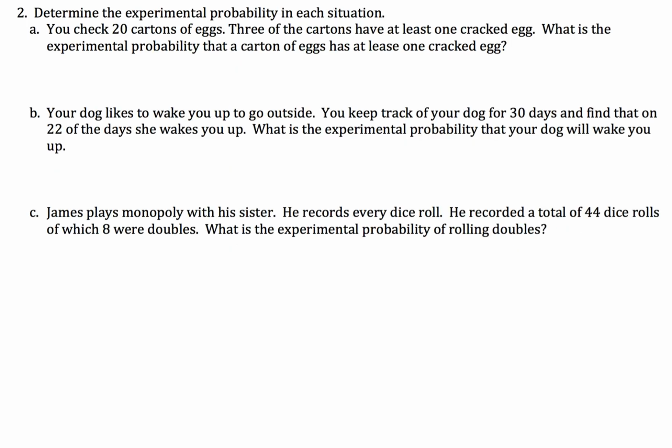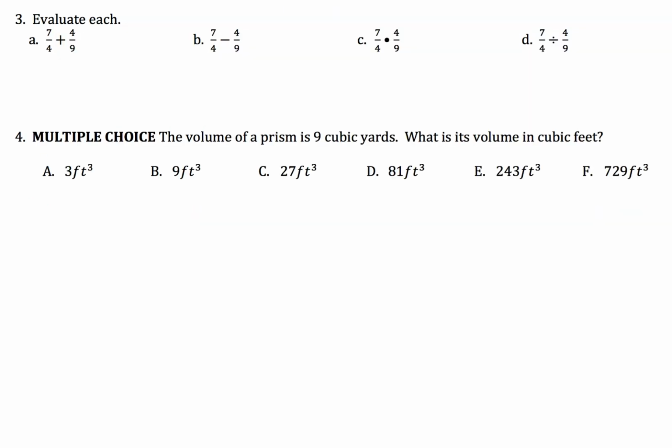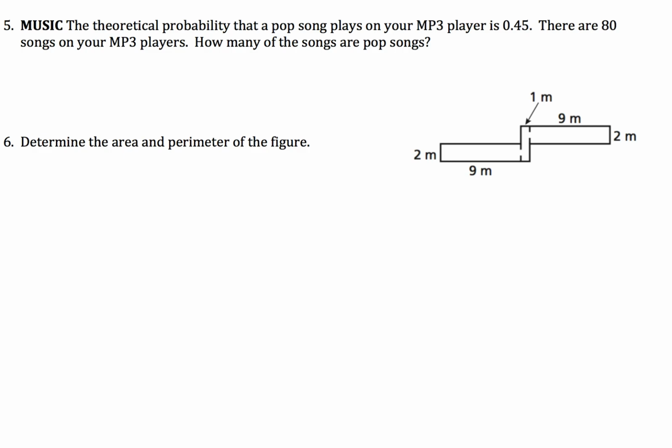Number 2, we've got experimental probabilities. We're going to just calculate them based on some data. 3, you'd add or subtract, multiply, and divide fractions. Number 4, review of finding volume. It's multiple choice. Number 5, you are given a probability, theoretical probability. Now, theoretical probabilities are based on outcomes. So you can use theoretical probability to calculate how many pop songs there are, because theoretical probability is all about the outcomes. Number 6, review of finding the perimeter and area of this shape.